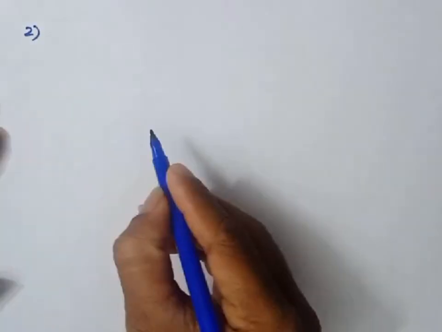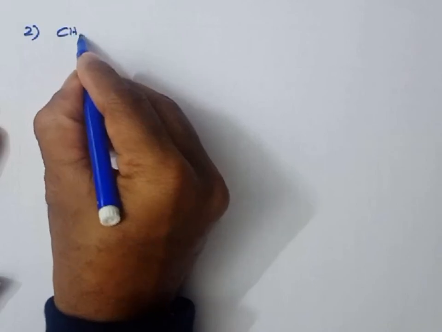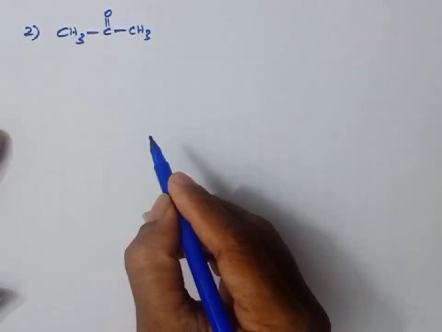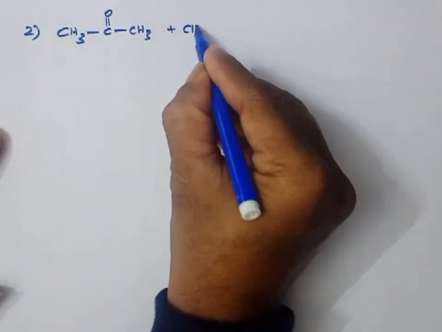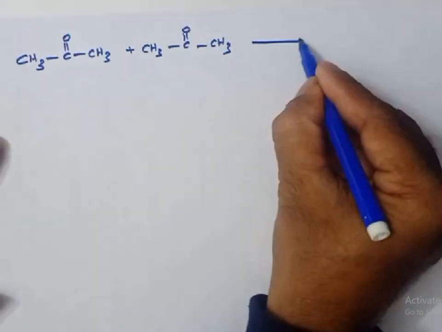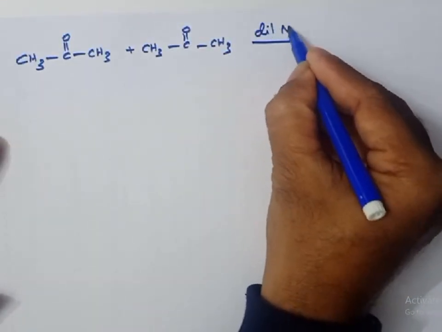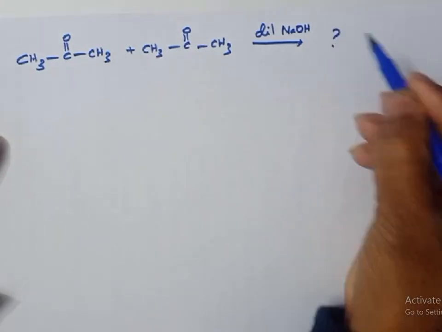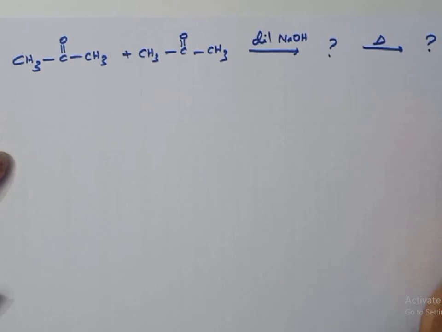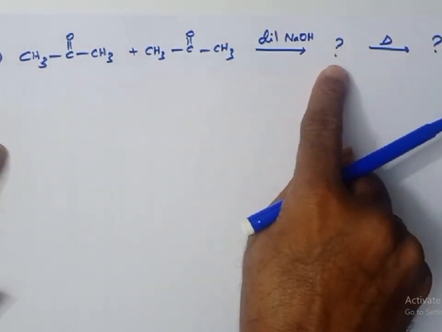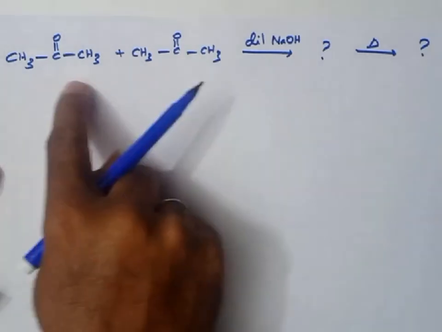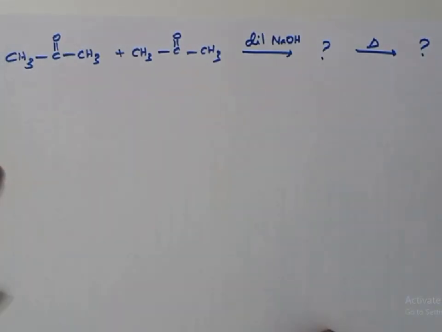Now I'll take a second reaction. I'll take acetone, also called propanone. Take 2 molecules of propanone. First add dilute base, sodium hydroxide. You'll get some product. Then heat the compound. You'll get the final product. Up to this, the reaction is called Aldol reaction. Then after heating, that reaction is called Aldol condensation reaction.